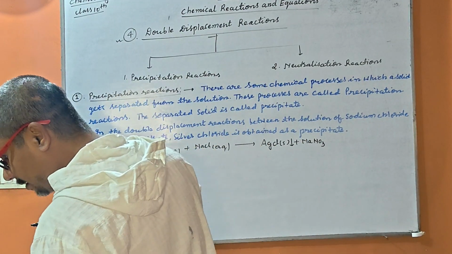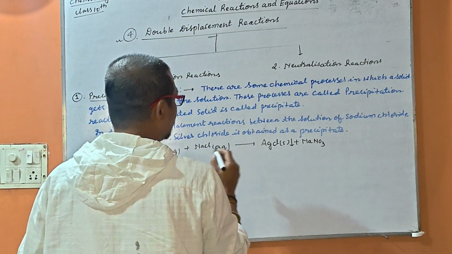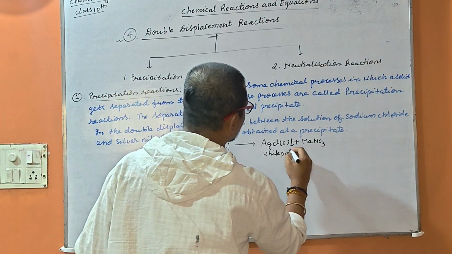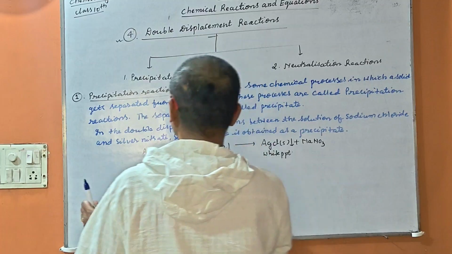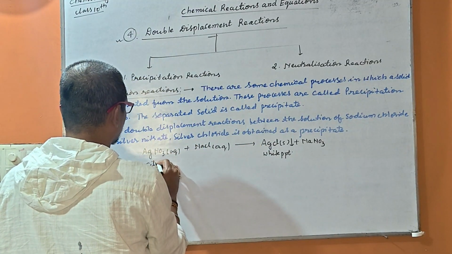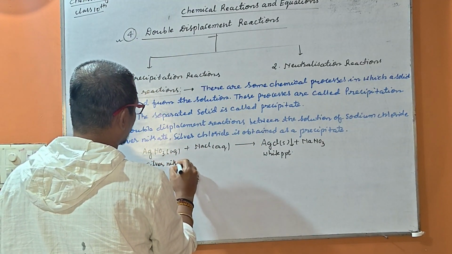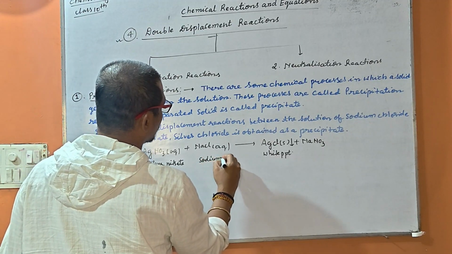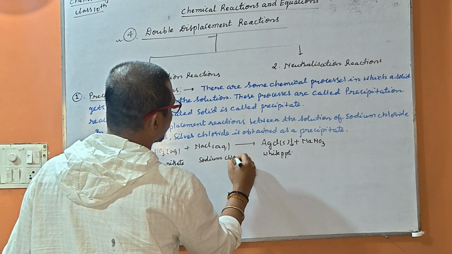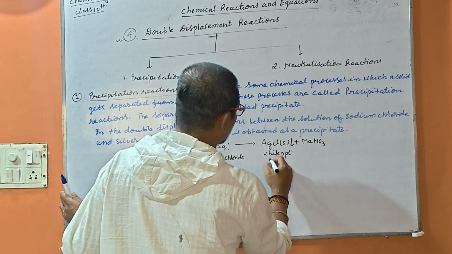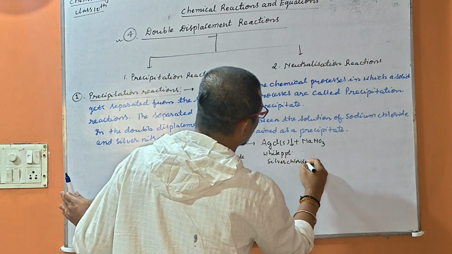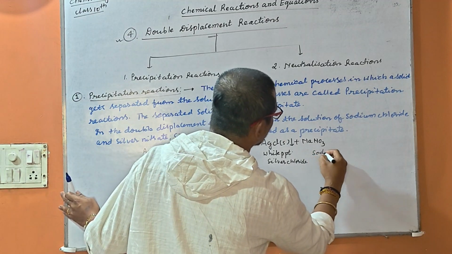Okay, so these are the things you have to keep in your mind. That is the white precipitate, white PPT, you can say white PPT. And this one is silver nitrate, sodium chloride, silver chloride, and sodium nitrate.